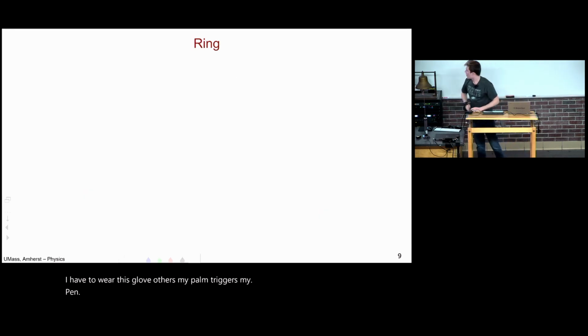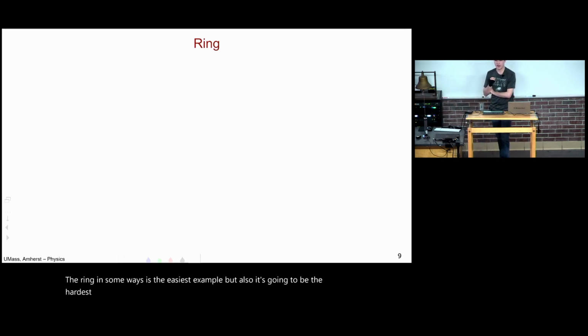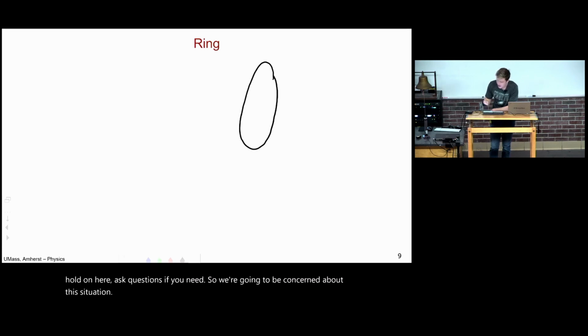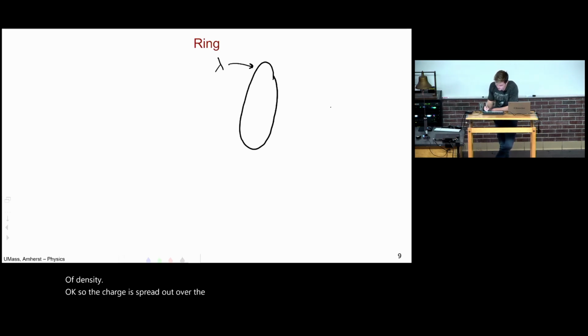Okay, so the ring in some ways is the easiest example, but also it's going to be the hardest because you're learning all the new techniques. So again, just try and hold on here. Ask questions if you need. We're going to be concerned about this situation. We have a thin line of charge of density lambda. The charge is spread out over the ring. And we're going to be concerned, what's the electric field a distance z from the center of the ring? How big is the electric field arrow at this point right here?